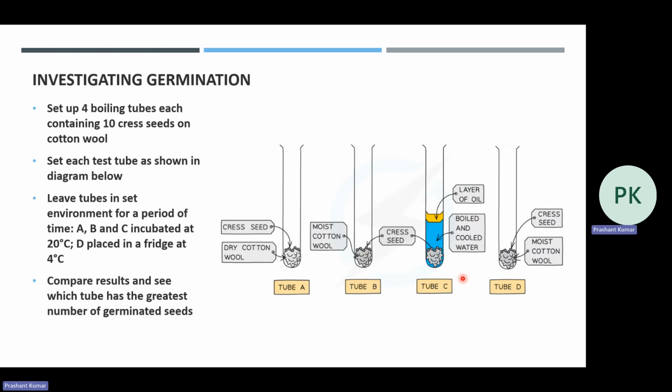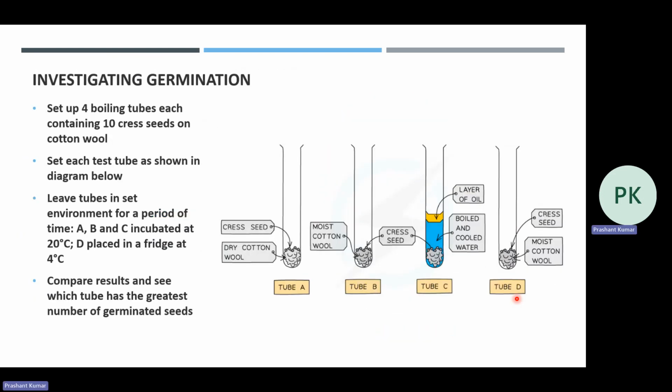If you have to investigate what condition is required for seed germination, you can see there are four tubes, all set with some pressed seeds. A has dry oil, and in B you have pressed seeds and moist. Here it's moist, but it is covered with cold water and a layer of oil, so the layer of oil creates a blanket between the water layer and the seed. And tube D has pressed seeds and moist cotyledons.